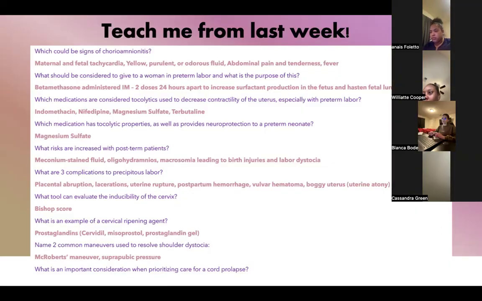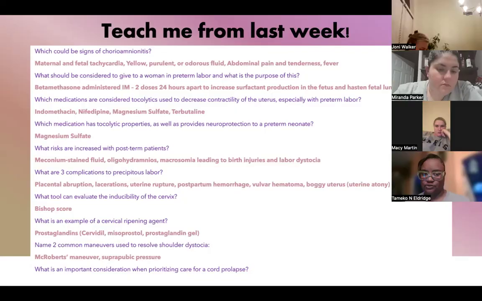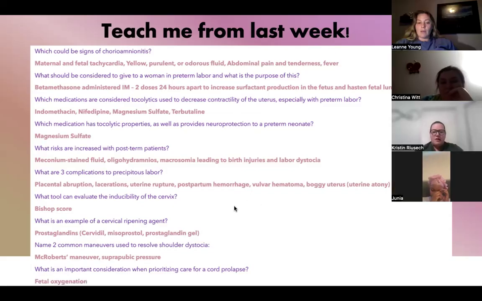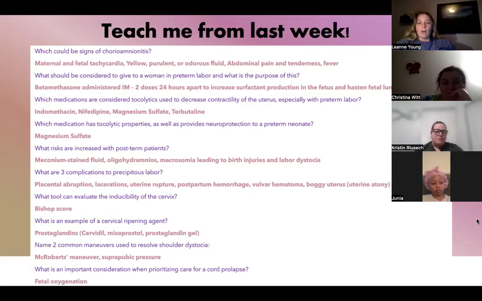Who are we worried about in the cord prolapse? Are we worried about mom or are we worried about baby? Baby. So our prioritization for a cord prolapse is fetal oxygenation. We need to make sure that baby is being well oxygenated. What are our interventions for a cord prolapse?